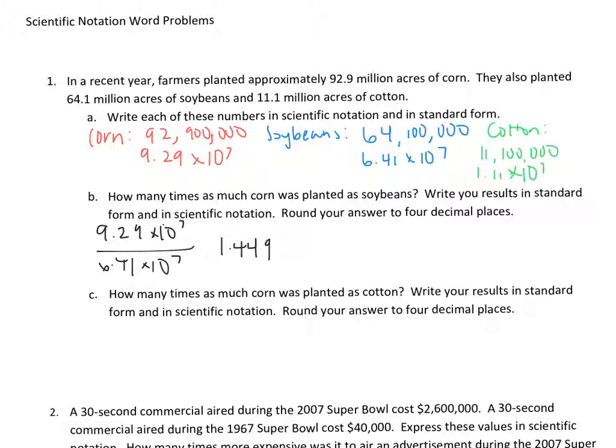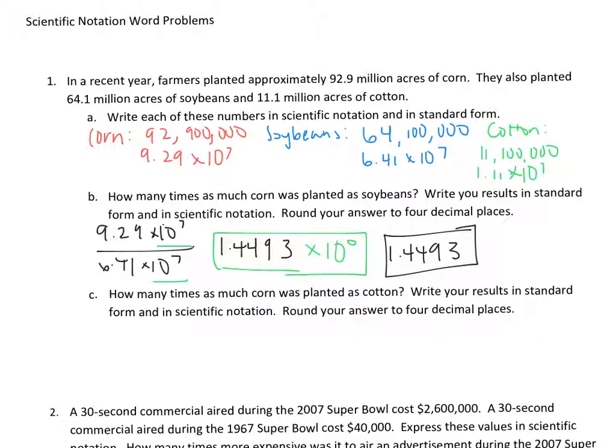And 9.29 divided by 6.41 rounded to 4 decimal places is 1.4493, because I have to round the 2 up to a 3 since it's a 9 afterwards. So double check on your calculator that you can get that answer. And then 10 to the 7th over 10 to the 7th, dividing, I really subtract exponents with the same base. So that gives me times 10 to the 0 power, because anything to the 0 power is 1. So this 1.4493 really is my answer. If I were to write that in standard form as well, that would just be 1.4493.